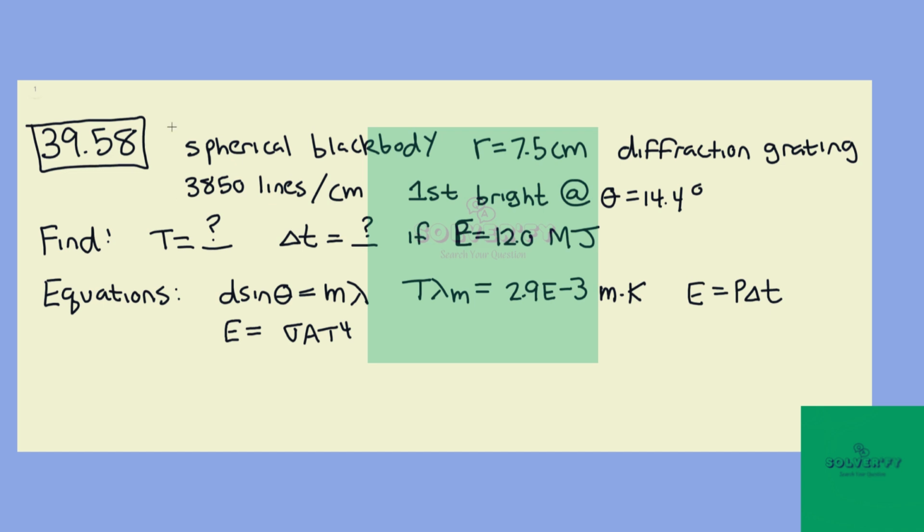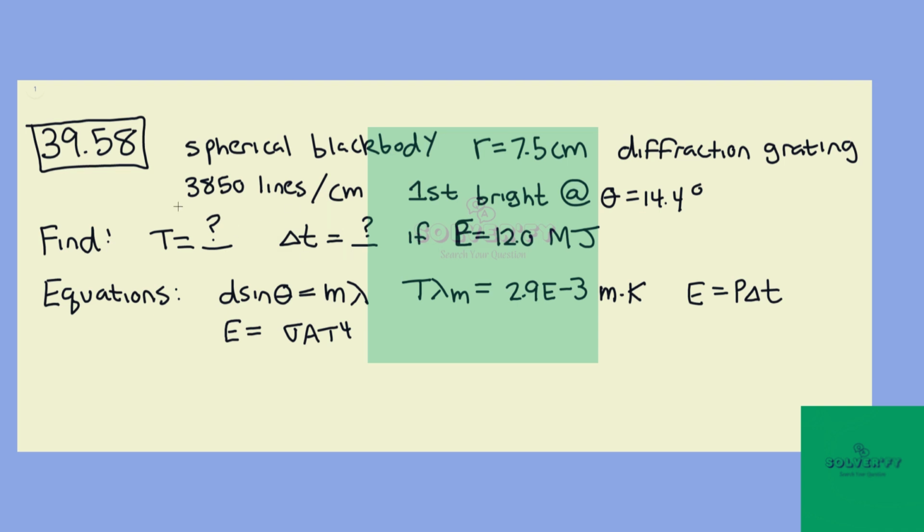Okay, this problem's a little tricky. We have a spherical black body with a radius of 7.5 centimeters and a diffraction grating with 3,850 lines per centimeter. We're given some distance away, we create an interference pattern with its first bright about 14.4 degrees from the central axis. And given only this information, we're asked to find the temperature of this black body. And with a little bit of additional information, say that this black body's radiating 12 megajoules of energy, we are asked for the time it would take for it to radiate this energy.